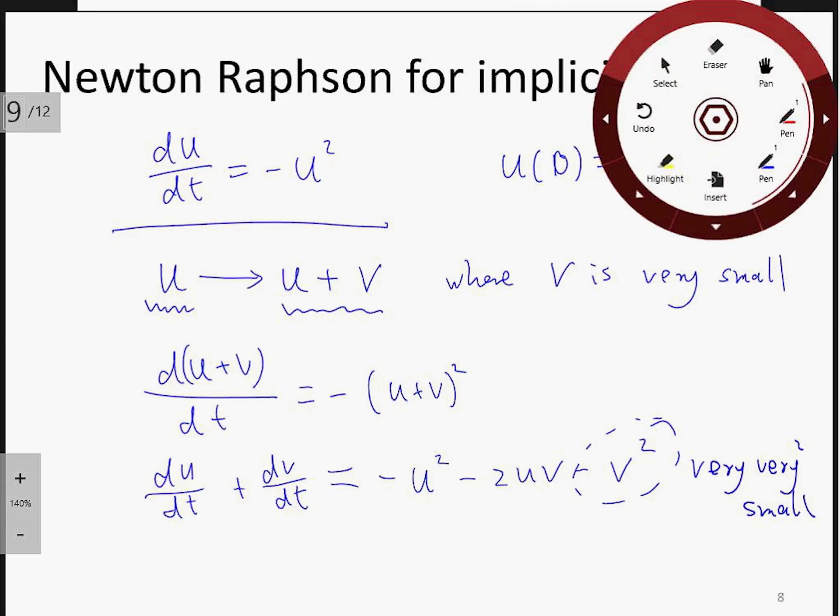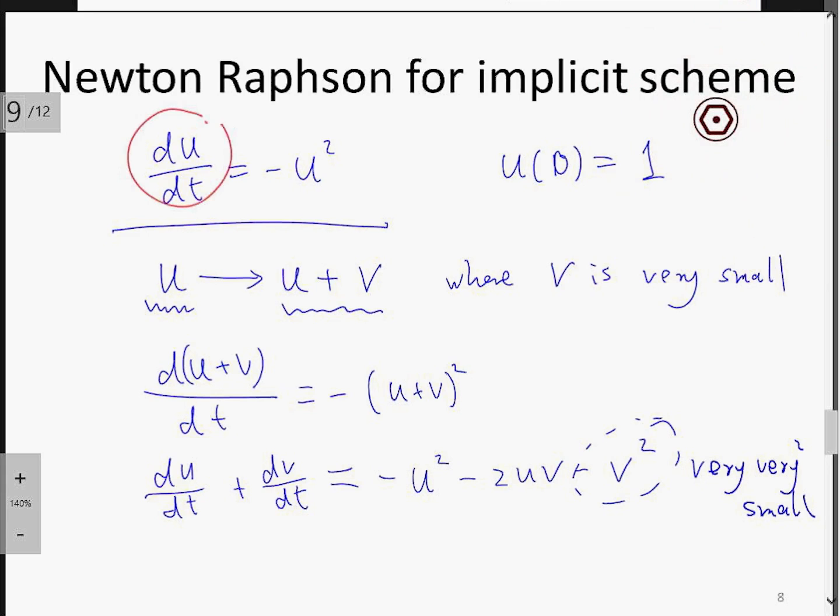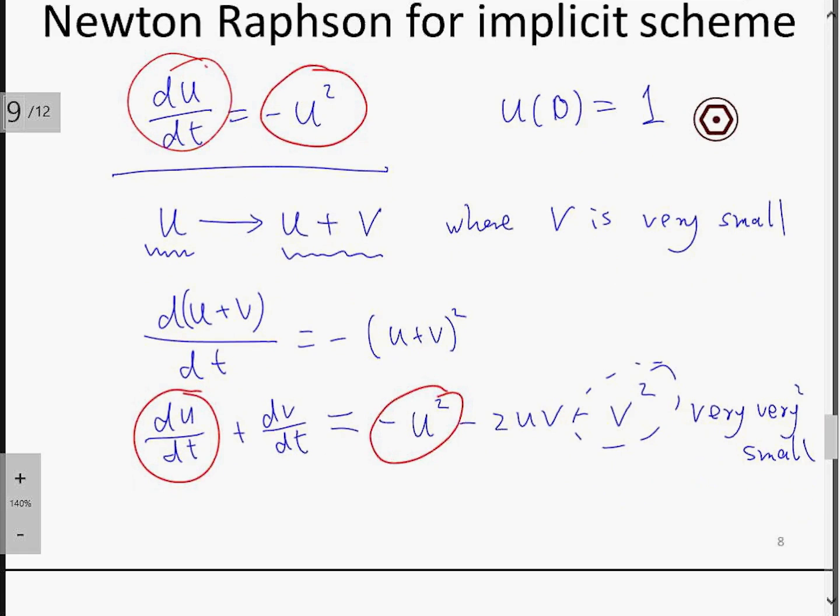Now when you look at the unperturbed equation, it has du dt, and the right-hand side has a minus u squared. These two terms cancel out because of the unperturbed equation. The only thing you get is the linearized equation dv dt equal to minus 2u times v.